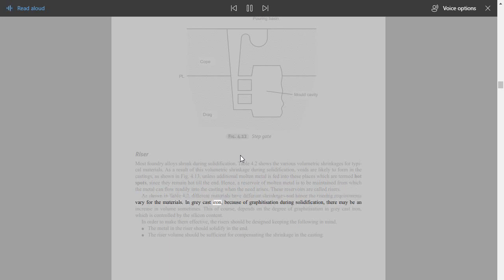In gray cast iron, because of graphitization during solidification, there may be an increase in volume sometimes. This of course depends on the degree of graphitization in gray cast iron, which is controlled by the silicon content. In order to make them effective, the risers should be designed keeping the following in mind. The metal in the riser should solidify in the end. The riser volume should be sufficient for compensating the shrinkage in the casting.